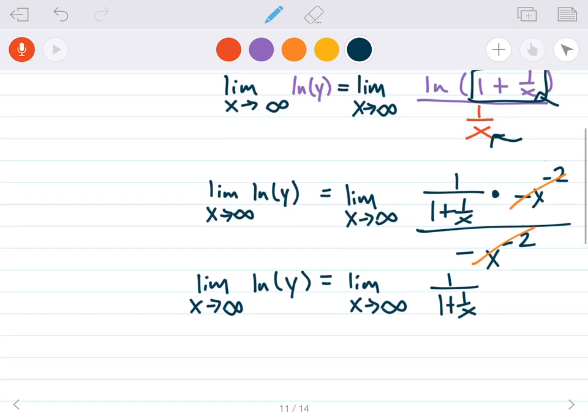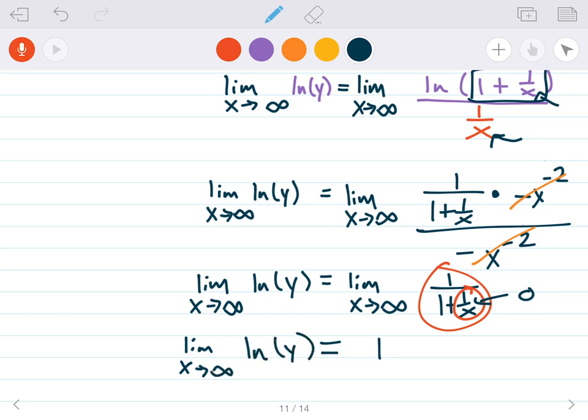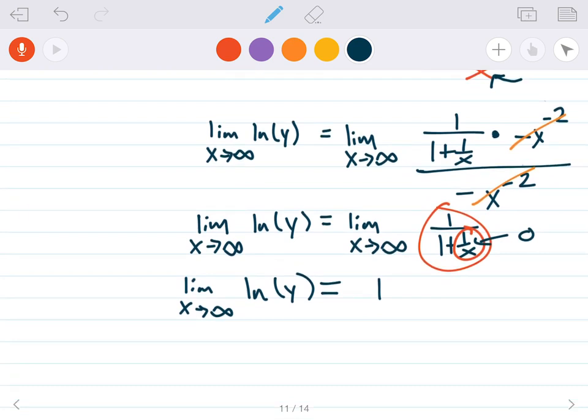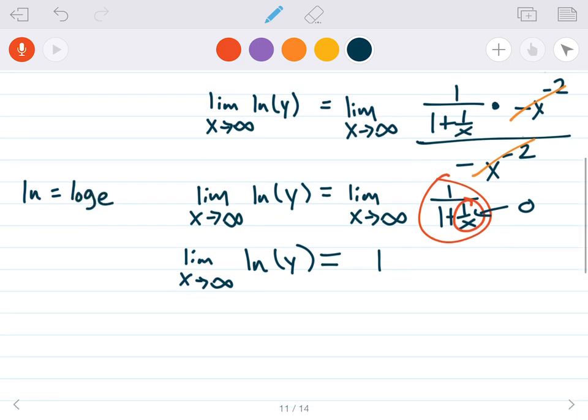All right. So here we go. As x gets huge, what's happening to this fraction? Well, as x gets huge, this goes to 0. And so the limit as x goes to infinity of 1 over 1 plus 1 over x is just going to 1. Okay? So I can just replace that right side with 1. Okay, and remember that ln of something is the same thing as log base e. All right. So basically this is saying log base e of y equals 1.